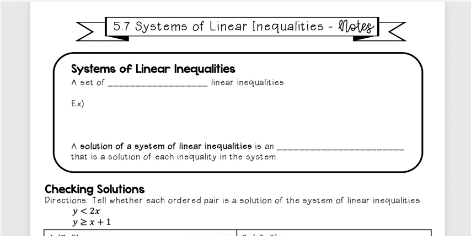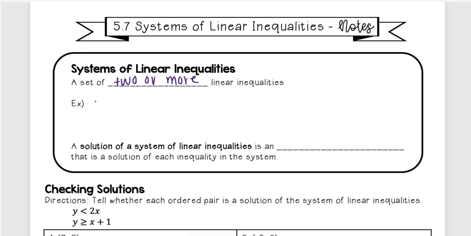Today we're going to be talking about systems of linear inequalities. So this is going to be really expanding on what we learned last time about just linear inequalities. So a system of linear inequalities is a set of two or more linear inequalities.